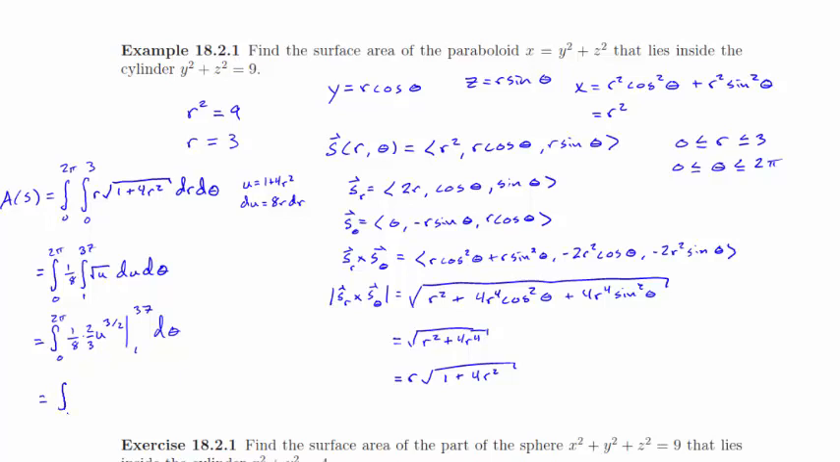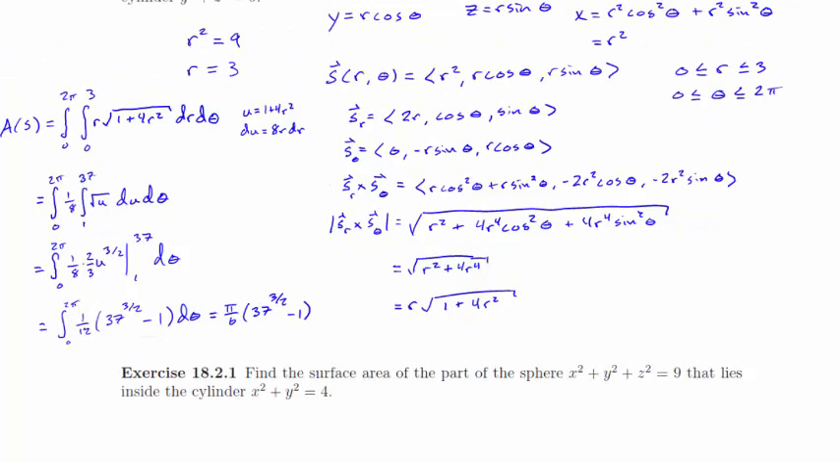I'll just write this in 2 steps, from 0 to 2 pi of 1/12 times 37 to the 3/2 minus 1 d theta. Now when I integrate with respect to theta, I just put a theta there and evaluate it from 0 to 2 pi. It's just going to add a 2 pi on here, so this is pi over 6 times 37 to the 3/2 minus 1. And I'm just going to leave that as an exact value here.